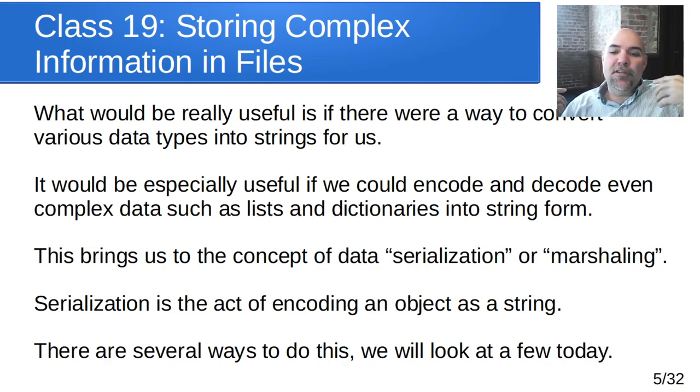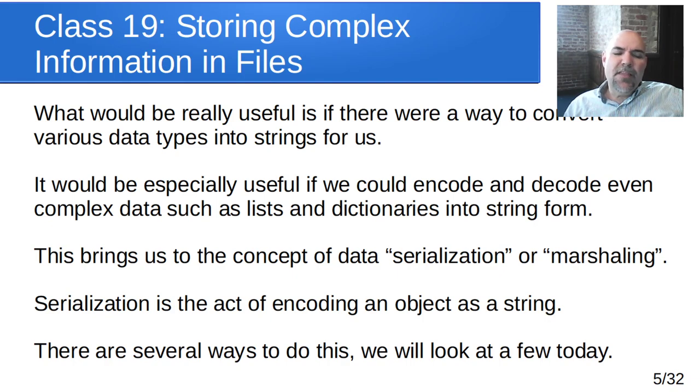It'd be cool if you could just say, hey, make this into a string and save it. And then when you load it, say, take that thing from a string and turn it back into that dictionary again. So that brings us to the concept of what we would call serialization, or in some programming languages, it's called marshaling. But the idea is serialization is the act of taking some sort of object that's stored in memory and then converting it, encoding it as a string.